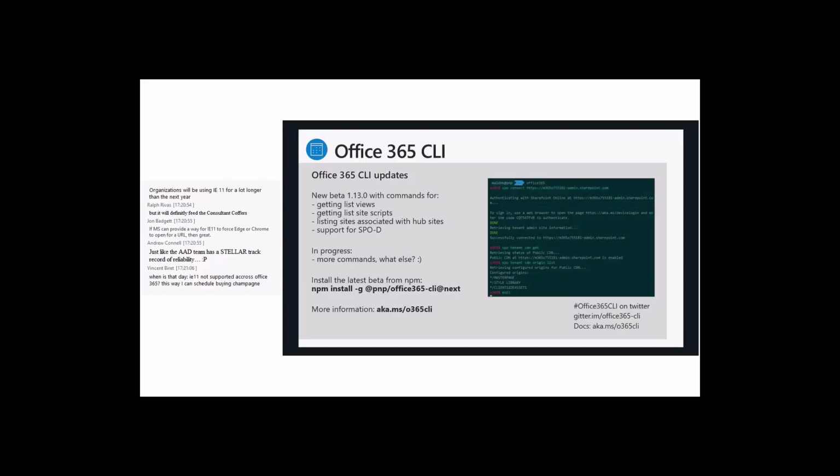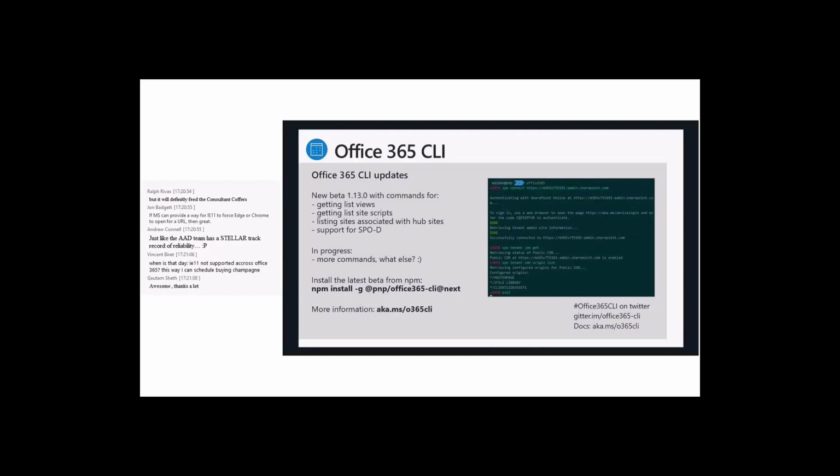Updates now on Office 365 CLI. A new beta was released, 1.13.0, with commands for getting list views, getting list site scripts, listing sites associated with hub sites, and support for SPOD. In progress are some more commands, of course, but this is also a great place in the CLI to contribute. Each of the commands is fairly atomic to write. You don't have to learn necessarily all the details of every other command, so a great way to contribute there.